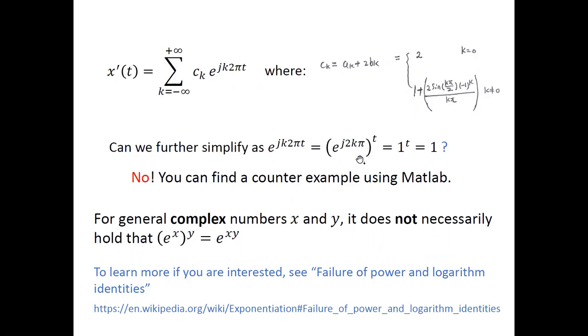That is because of the power of a number. We know that 2 to the power 3 in the integer domain is just we multiply 2 by 3 times. And then we also have an intuitive interpretation for power in the rational number domain, or real number domain. But for the complex number domain, the power of a number is not defined in that intuitive way. So it makes this law fail in the complex number domain. So when x and y are complex numbers, especially when x is a complex number, we cannot simply say e to the power x, then to the power y equals e to the power xy. I will not explain in detail, but I refer you to this wiki link, which explains this phenomenon called failure of power and logarithm identities.